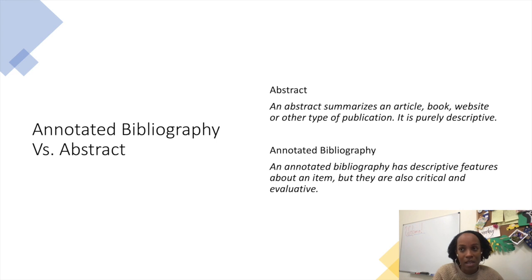Now, some people may think, isn't that an abstract? Is an annotated bibliography just a collection of abstracts with citations? No, wrong. An abstract is a summary of an article, book, website, or other type of publication. It is purely descriptive. An annotated bibliography has descriptive features, but it's also critical, and you also evaluate the content of what you are annotating.